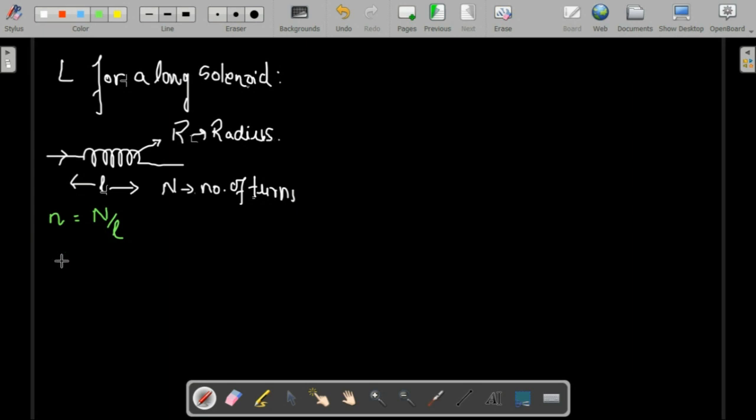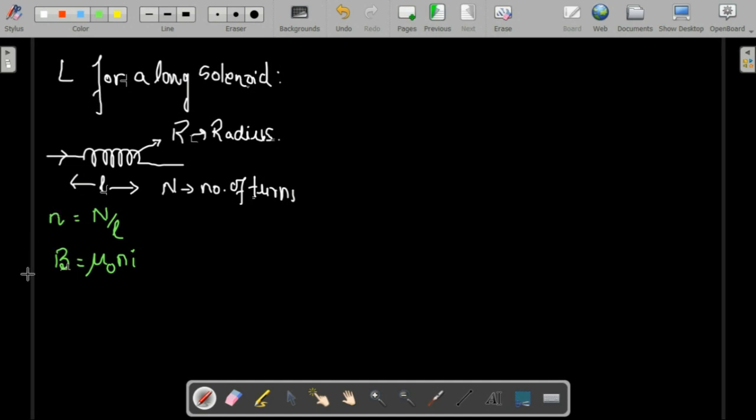Also, we have derived the magnetic field due to a solenoid. We can use Ampere's circuital law and find it out. We already did it in the last class. B was equal to mu naught n I. What I want to find out is L.